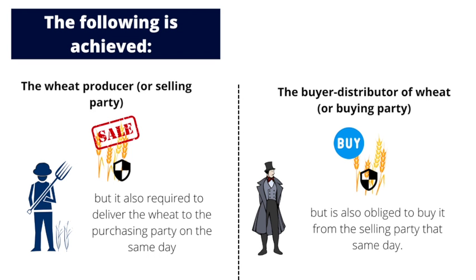With this forward on wheat, the following is achieved. First, the selling party of the forward, that is the wheat producer, secures the sale on December 3rd of 10,500 kilograms of its wheat at $3.75 per kilogram, but is also required to deliver the wheat to the purchasing party on the same day, December 3rd. And second, the buying party of the forward, that is the buyer/distributor of wheat, ensures a buying cost of 10,500 kilograms of wheat at $3.75 per kilogram on December 3rd, but is also obliged to buy it from the selling party that same day, December 3rd.